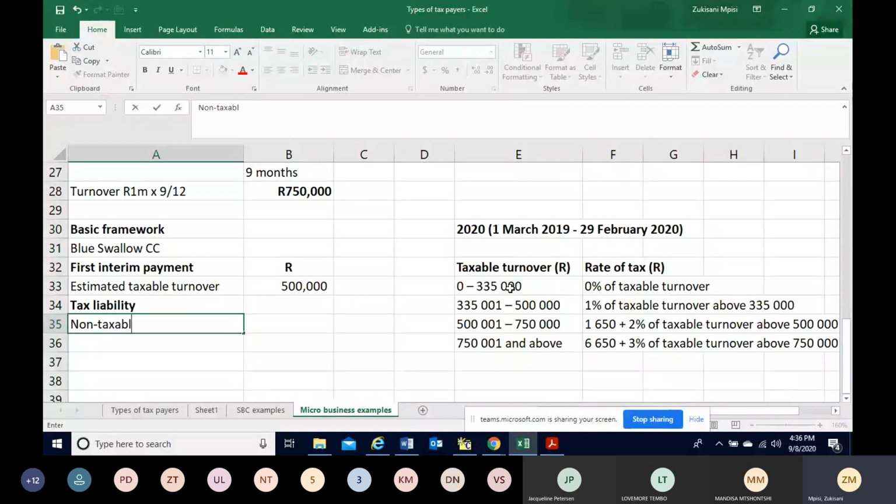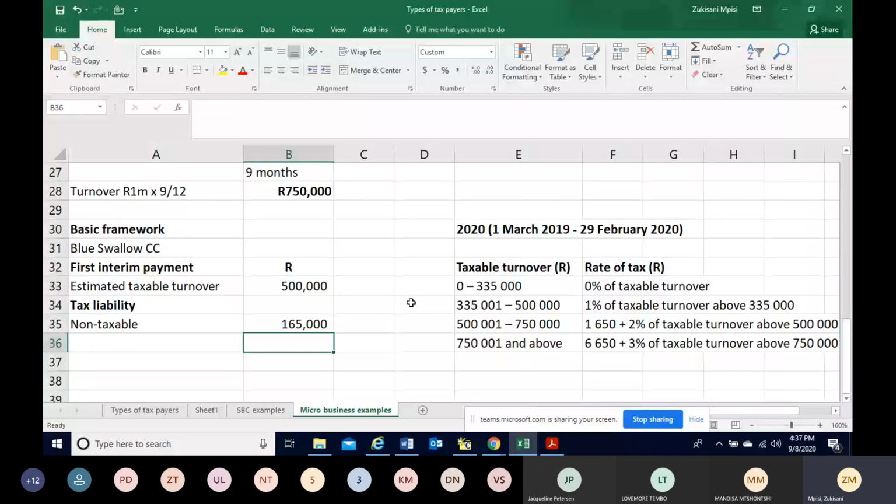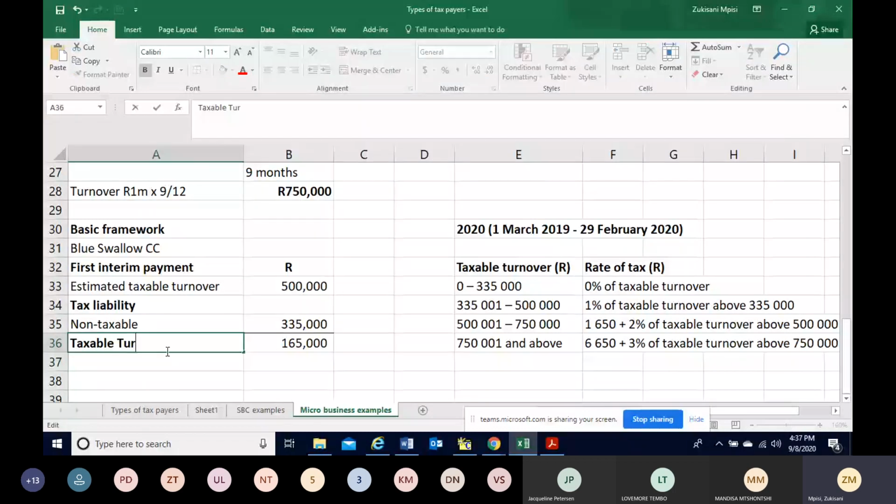Sorry, what is not taxable is the 335,000. So what is taxable means it is 500,000 minus 335,000. This is what remains and becomes taxable. So this is your taxable turnover. This becomes your taxable turnover.